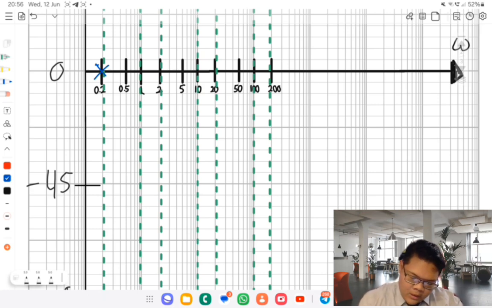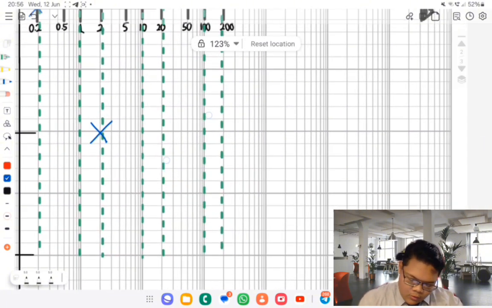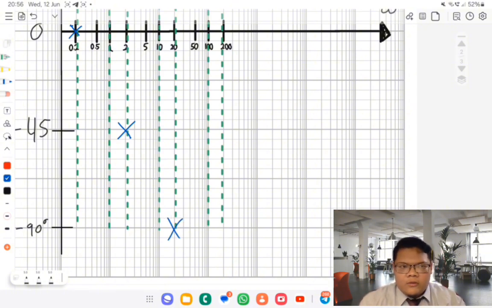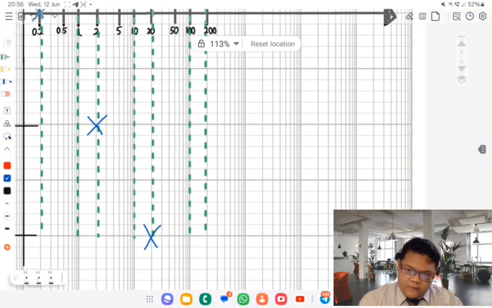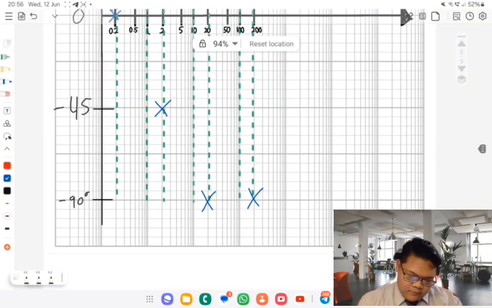So here, and for the next is 20, also a drop of negative 45 degree. So here it will be negative 90 because of negative 45 degree plus negative 45 degrees. So it will be a negative 90 degree. And at the value of 200, the value will be constant because the maximum phase value is 90 degree.